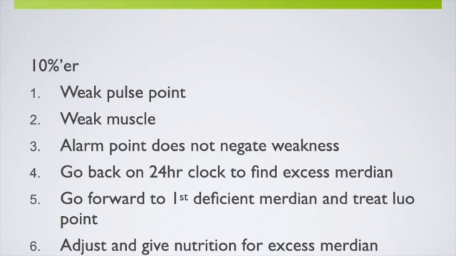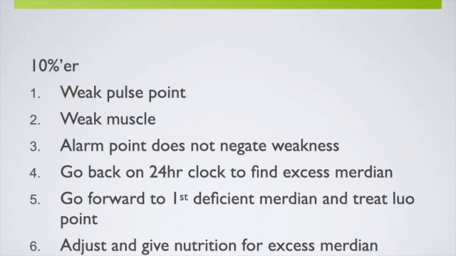You go back and check different alarm points, like you would go to gallbladder next, and then triple warmer, and then pericardium, and then kidney, and then bladder. You're going backwards on the 24-hour clock cycle. And whichever, say you went back 2 and you found it was triple warmer, the alarm point for triple warmer, which is CV5, just below the umbilicus, that strengthens the muscle.